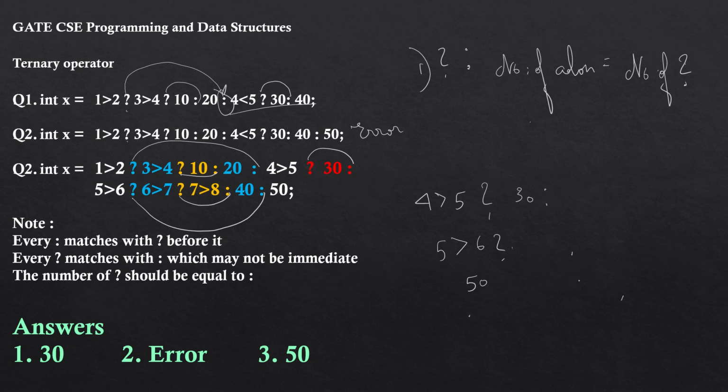Once again, this question mark matches with this colon. So whatever is colored in blue comes as expression 2. That is when it is true. So since it is false, it goes to what is after the colon. So it now checks if 4 greater than 5, which is false. So it goes to the else part of this condition, which is after this red colon. Now our next condition to check is 5 greater than 6, which is false. Now it goes to its else block, which is after this blue colon. That's why we're getting 50.